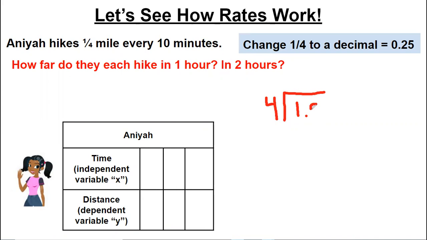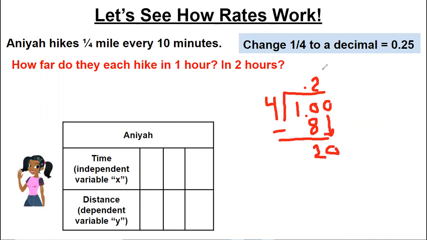Put the decimal point in a 0, the decimal point up here. 4 goes into 10 twice. 2 times 4 is 8. You guys should be kind of familiar with doing this from our last unit. 10 minus 8 is 2. And then I'm going to bring down another 0.